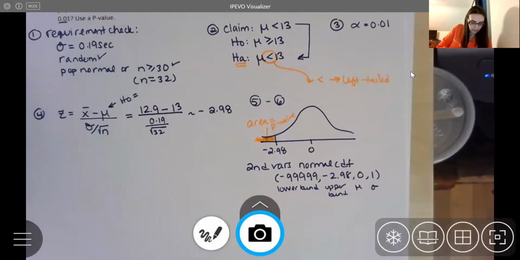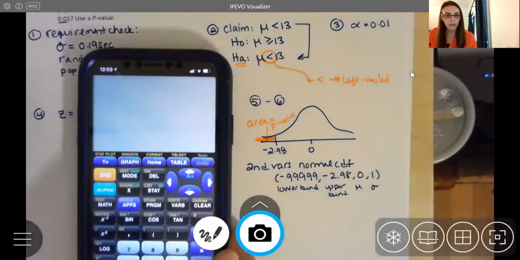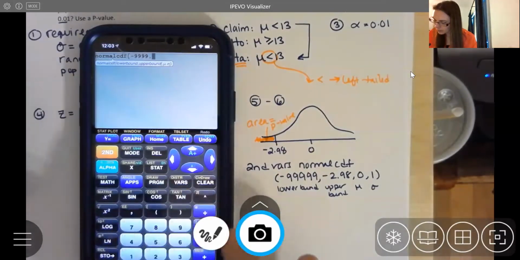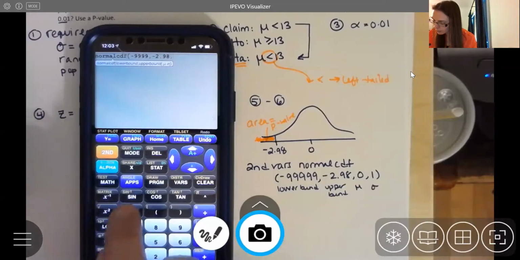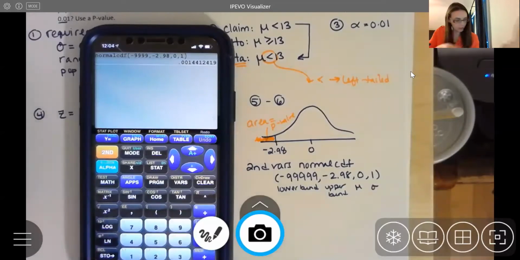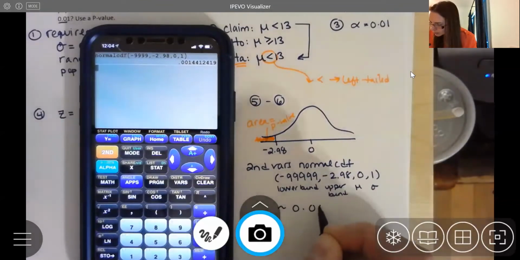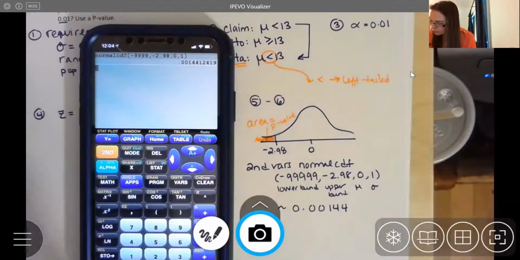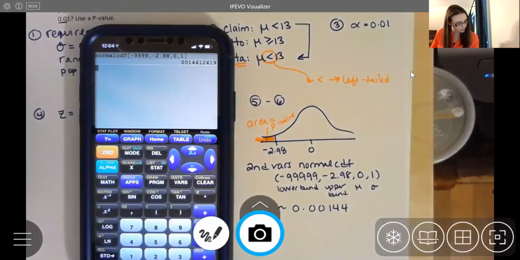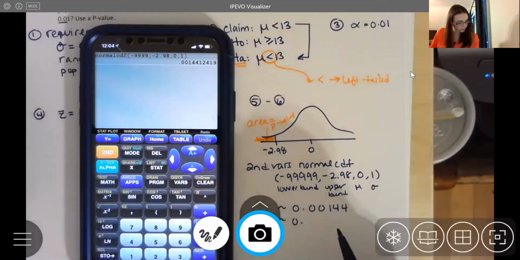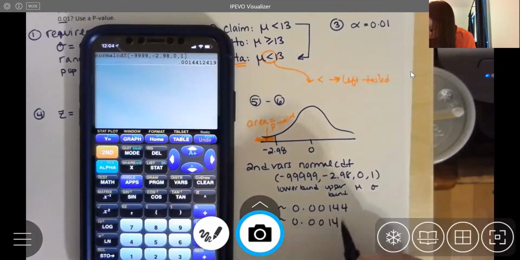Let me get my calculator here. All right, so second distribution, normal CDF. I'm just typing in my information. And let's see, I'm going to get about 0.00144. Your book is rounding to 4 decimal places, so 0.0014. This is going to be your p-value.